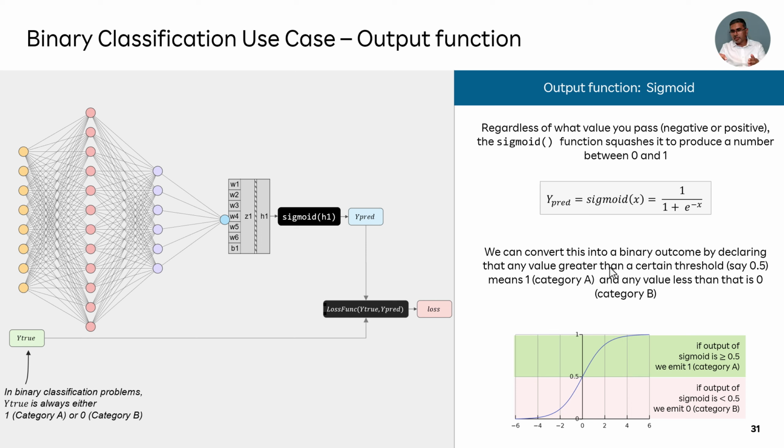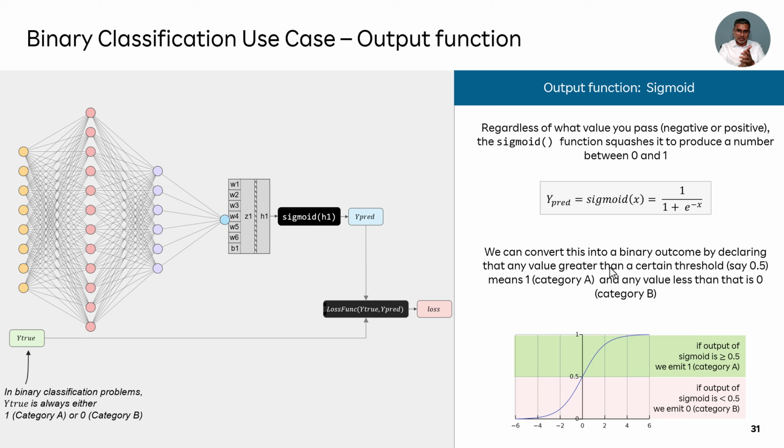By the way, that threshold of 0.5 is up to you. You could say a value greater than 0.75, I'm going to call it 1, and a value less than 0.75, I'm going to call it 0. Or a value greater than 0.9 as 1, and a value less than 0.9 as 0. It depends on the use case that you're trying to solve for. You get to decide what the threshold is.